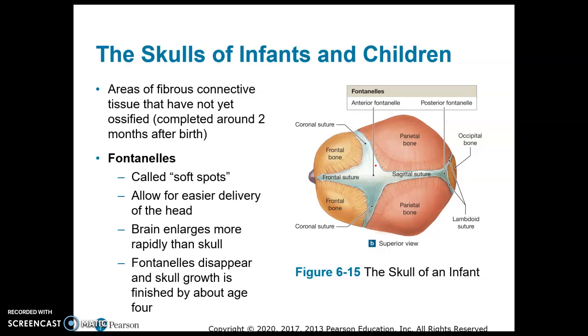Here's an illustration of the fontanelles. They close and become the frontal and sagittal and coronal sutures in the adult.